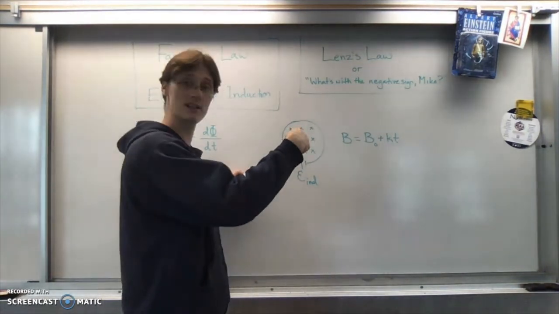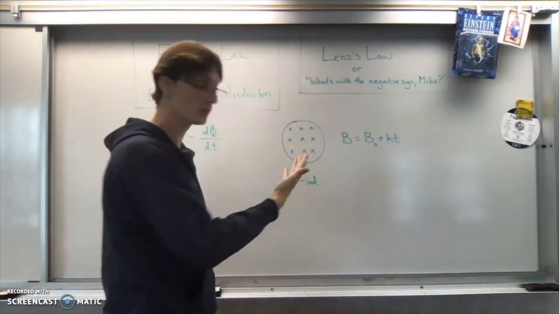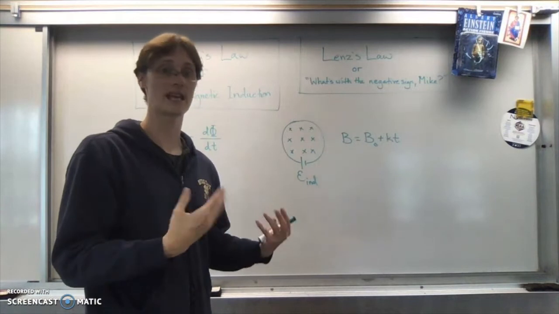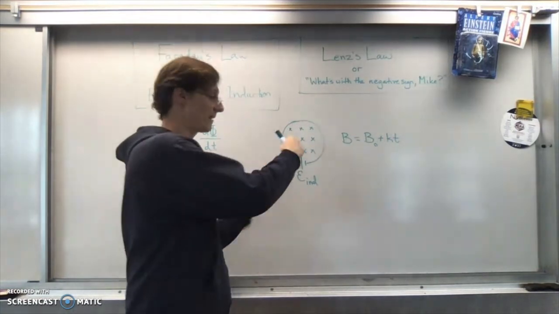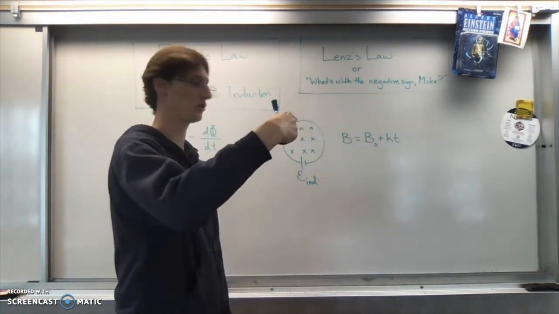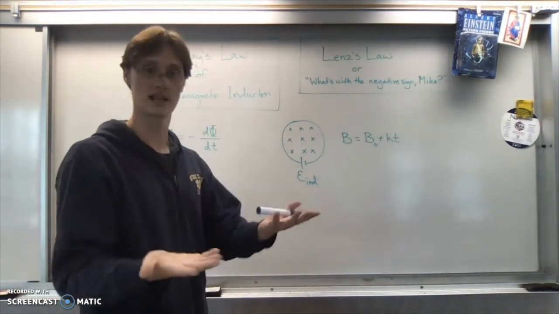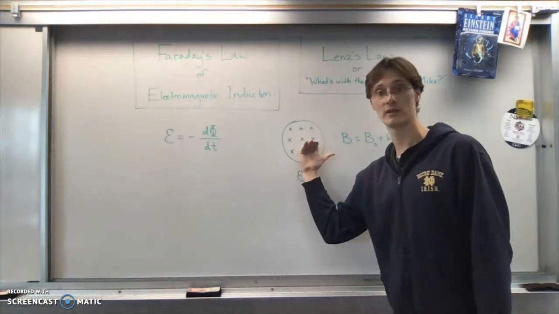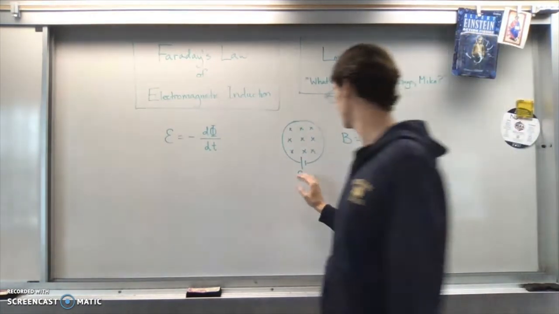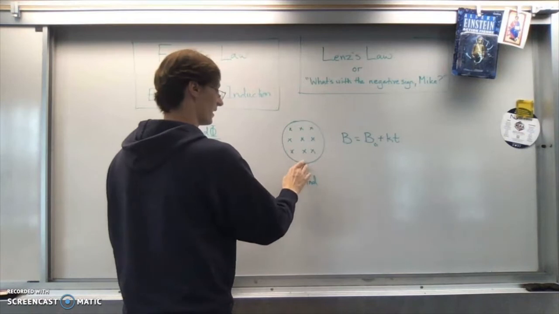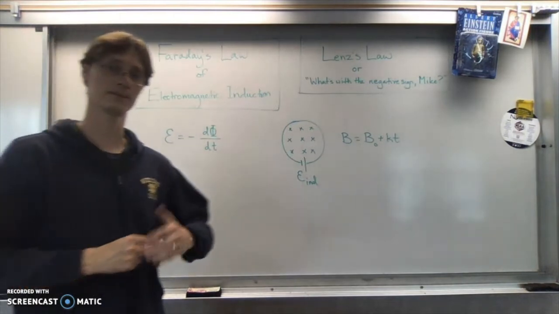If I say the field is into the page and the field is increasing into the page, the loop is going to experience an EMF that will make a current that will oppose that increase. That means it's going to try to make a field that goes out of the page to oppose the increase in flux into the page. Therefore, according to my second right-hand rule, the current would need to go counterclockwise. So if I had a different function there, a plus instead of a minus, the EMF goes the other way.